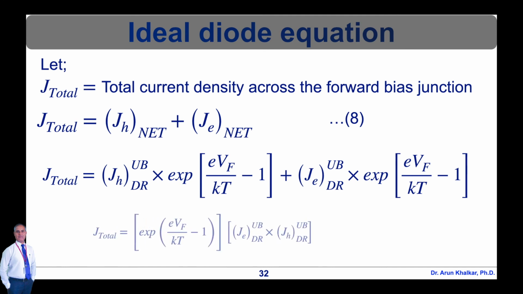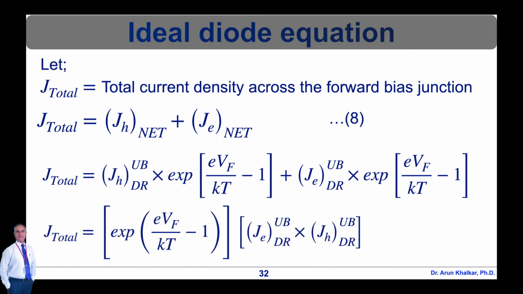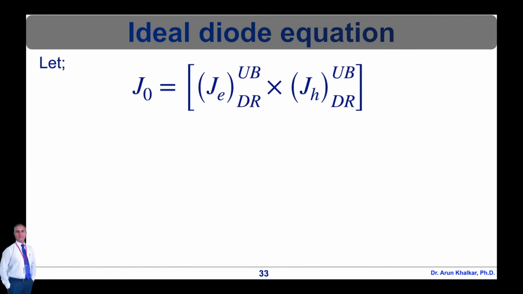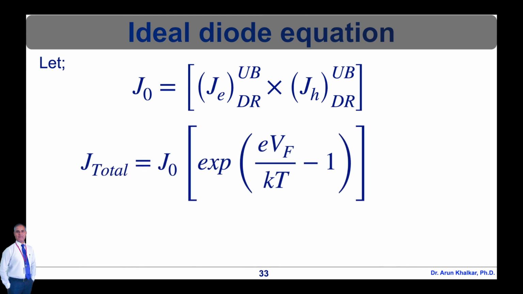So this equation we can write as J total is equal to exponential of eVF upon kT minus 1 into Je of drUB plus JH of drUB. Let's say this is equation number 9. Let J naught be equal to Je of drUB plus JH of drUB. Therefore, J total is equal to J naught into exponential of eVF upon kT minus 1. Let's say this is equation number 10.